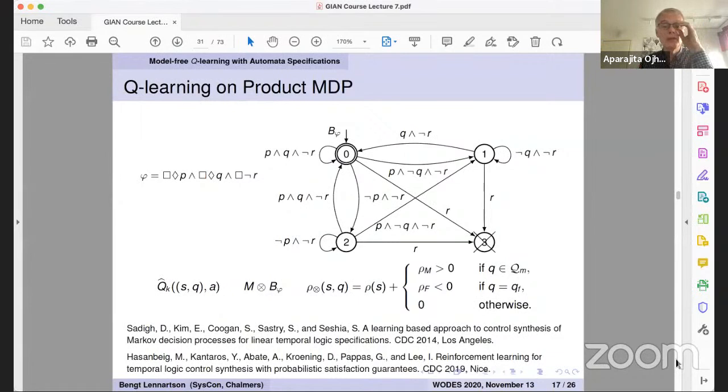Well, the Q-learning with the product and so on. Okay, we can say here that the automaton for this description is a bit more complicated, and I will not explain the details around that. Just telling that, okay, it's possible for any temporal logic expression to replace it with a Büchi automaton, and then you take the product of the Büchi automaton and the original system, the MDP.